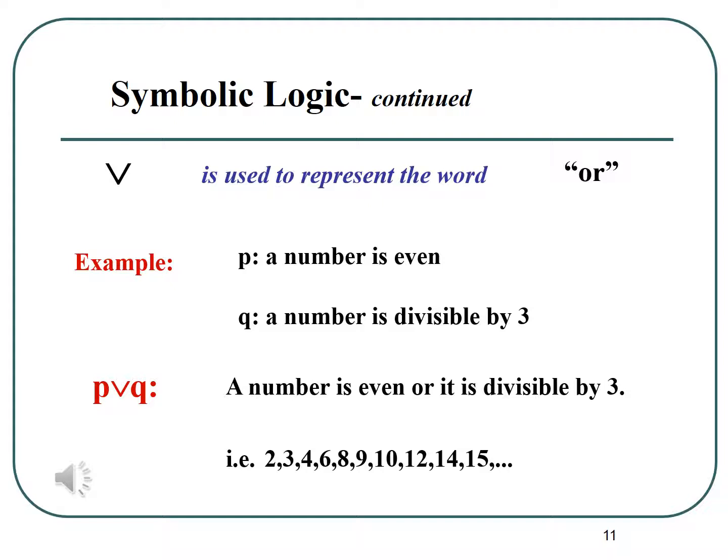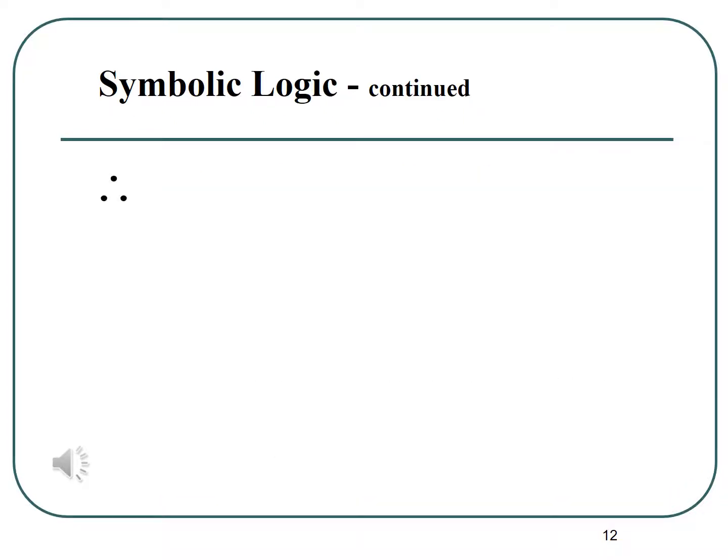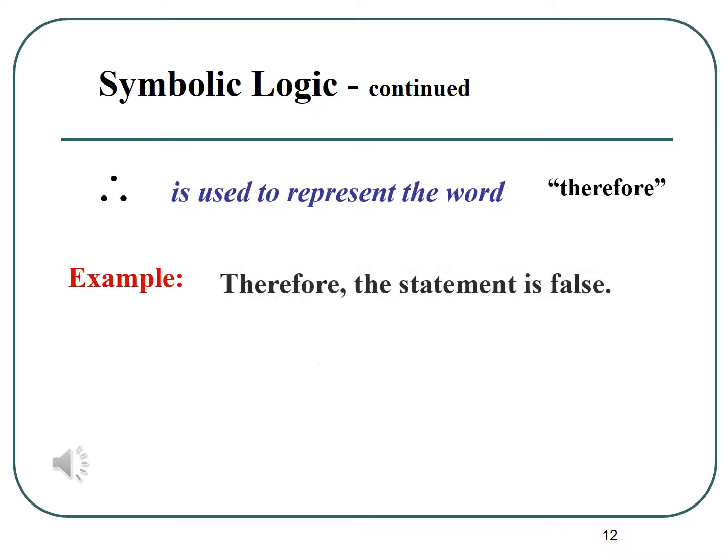Doesn't have to be both of those at the same time. It could be one or the other. So that would include a much wider set of numbers such as 2, 3, 4, 6, 8, 9, 10, 12, 14, 15, and so on. As a short little reminder, your three little dots arranged as a triangle mean therefore.